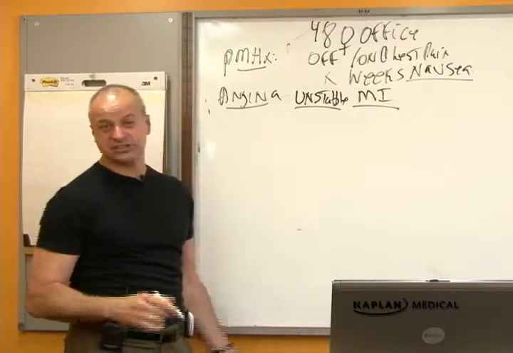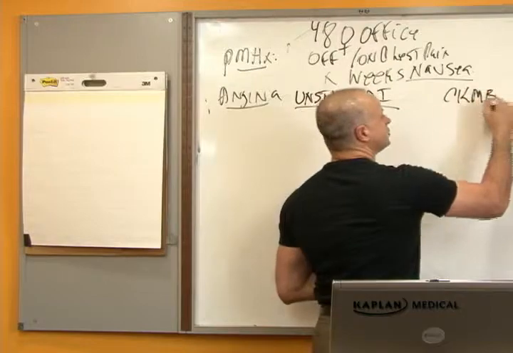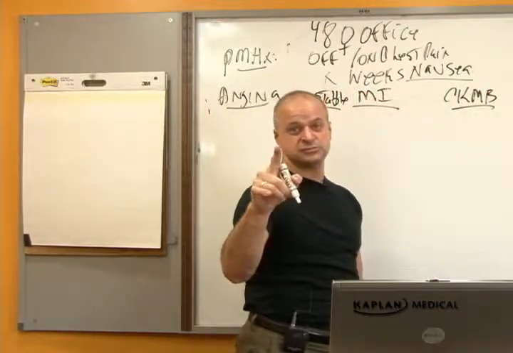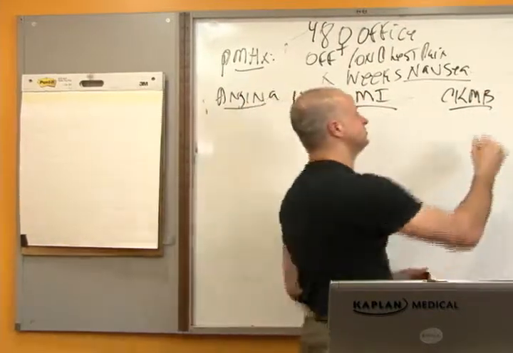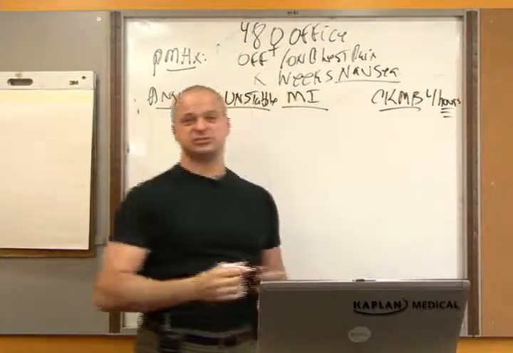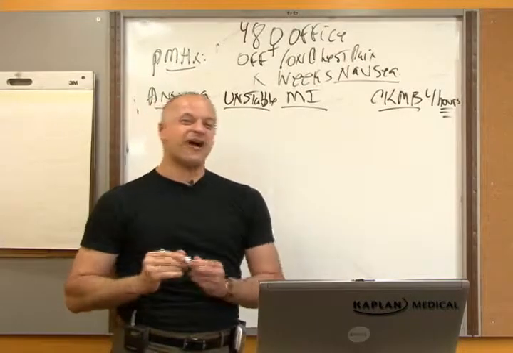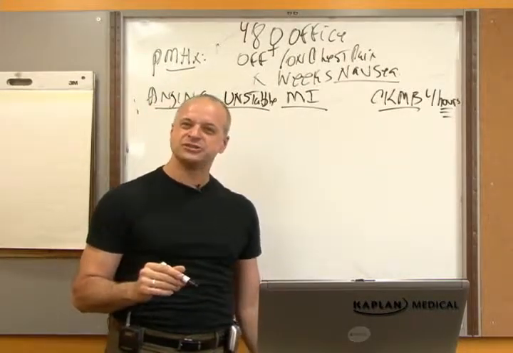How long does it take for troponins and CKMBs to elevate? It's going to take 3 to 4 hours to begin to elevate, and it doesn't reach its peak for 12. So I might not be able to tell for 12 hours.